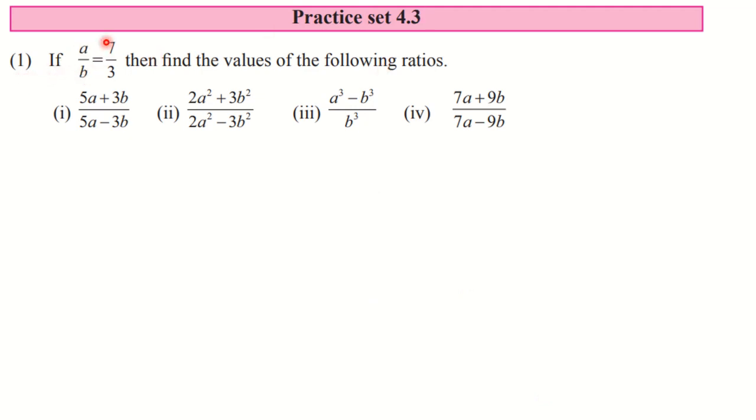If a upon b is equal to 7 upon 3, then find the values of the following ratios. So here you have to observe the question and do the needful. I'm not going to solve all the sums. You have to solve certain sums by yourself. I'm solving this first one and this third one. You can see that the first one and fourth one are similar, and this one is also similar, only the square is there. So I'm solving first and third. Second and fourth you will solve as homework.